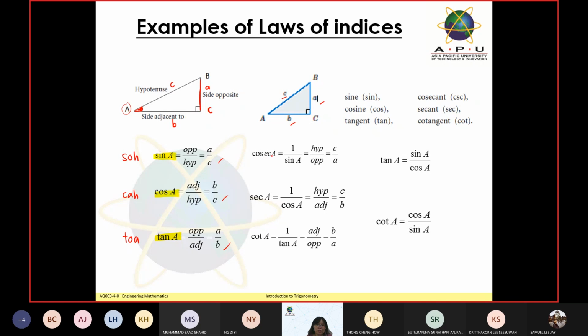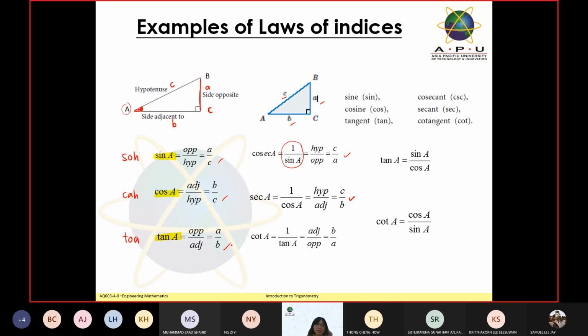Now let's move on to cosecant of A. Still remember, cosecant of A is the reciprocal of the sine, which is 1 over sine. So if sine is a over c, 1 over sine will be c over a. Then for secant A, secant A is 1 over cos. Cos is b over c, so secant, which is 1 over cos, will be c over b.